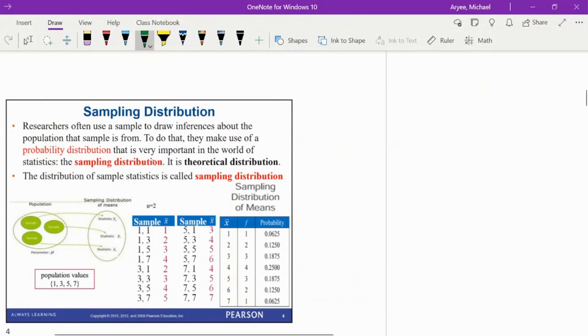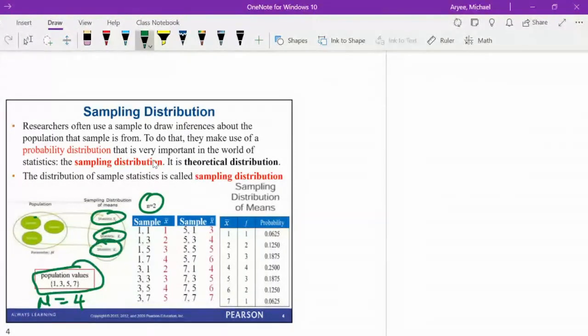Let's take, for example, a population where your big N is 4, with members 1, 3, 5, and 7. Suppose you take repeated samples of size n equals 2 from this population. You go to the population, take a sample, calculate the sample mean, go back, take another sample, calculate the sample mean, and so on. So we take a sample of size 2. It happened to be 1 and 1, and you calculate the sample mean and you get 1. You do this for all the possibilities.